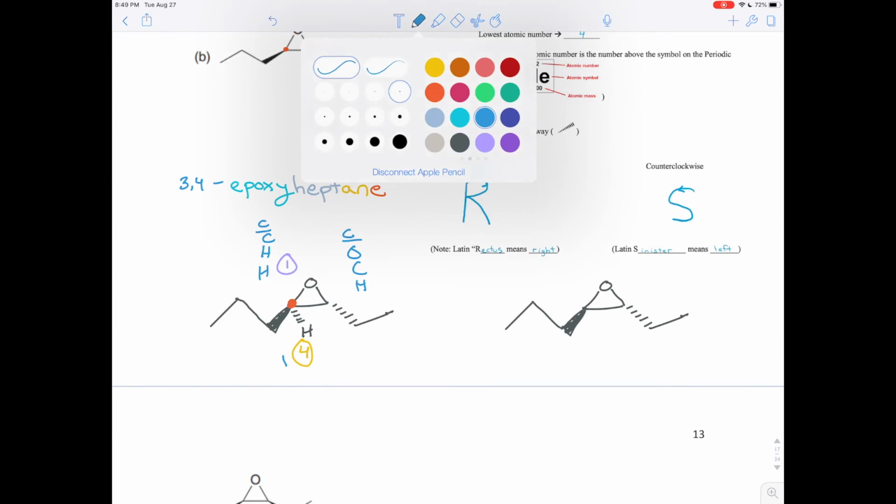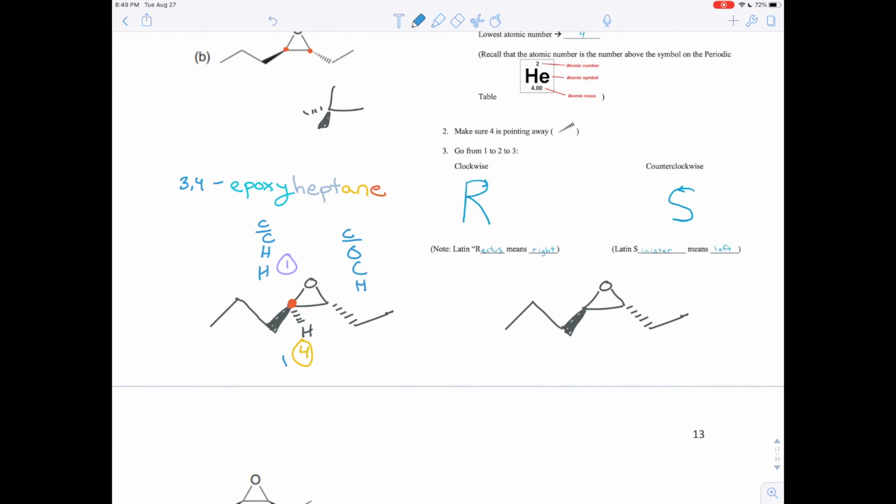Okay, so once we have the tables drawn, we compare them one column at a time. Only if the first top column ties would you go to the second column down, and so on. Notice this one has an oxygen with an atomic number 8. This one has a carbon with an atomic number 6. 8 is higher than 6. And so this will be 2, and this will have a priority of 3. So those are our priorities.